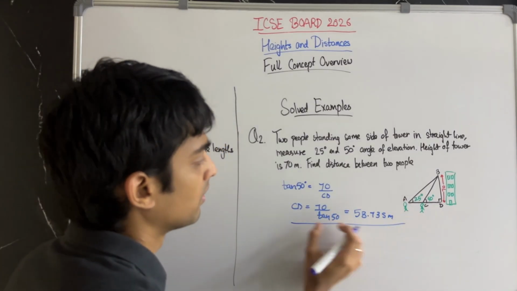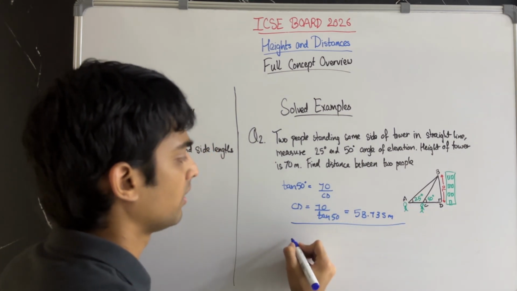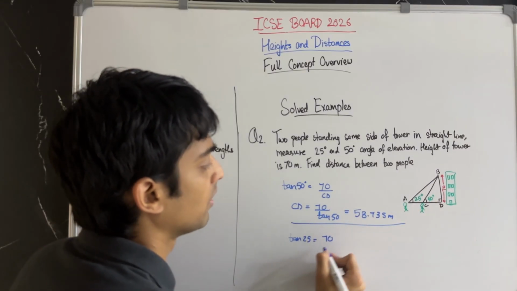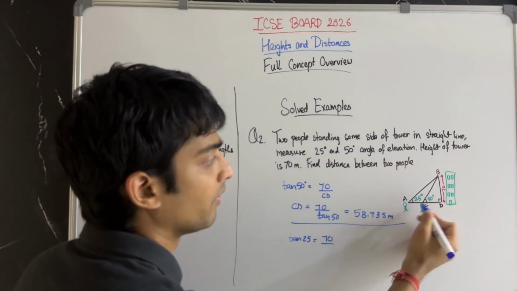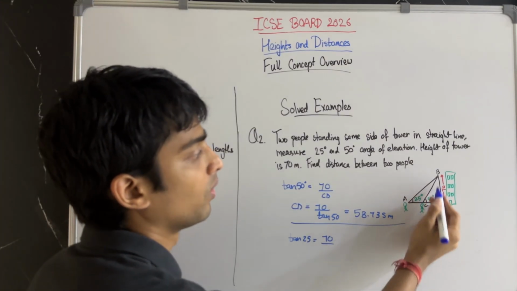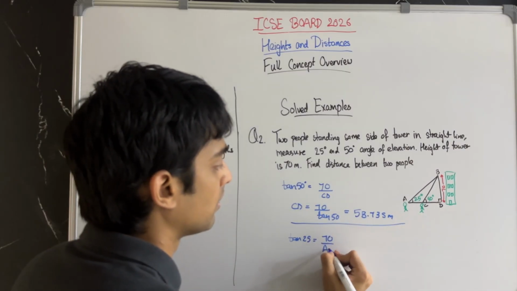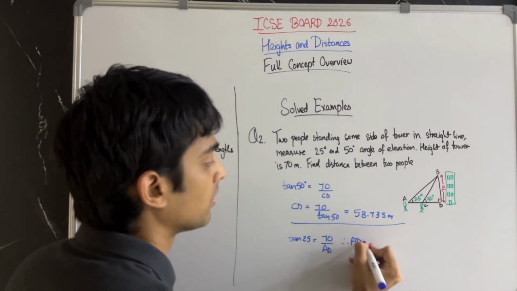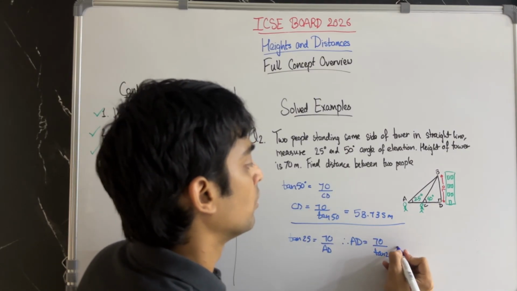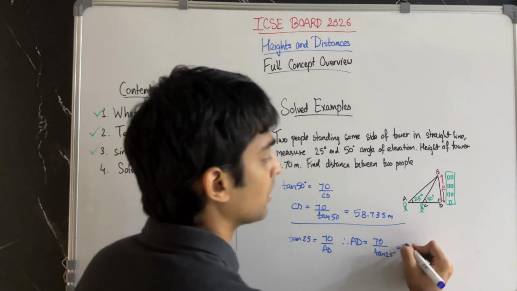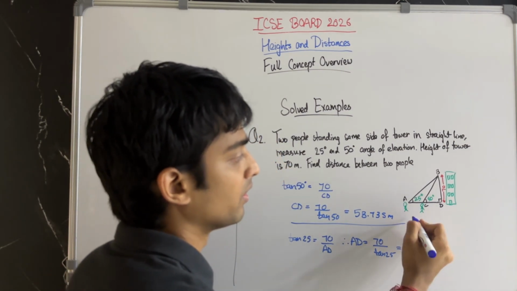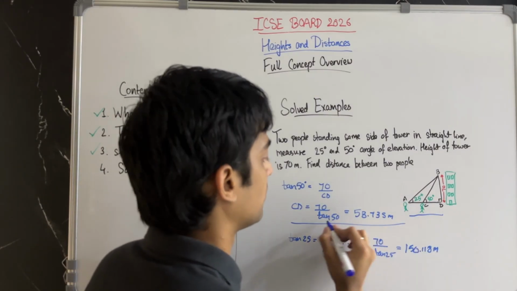We have got CD. Now let's use the tan 25 degree. Tan 25 degree will be opposite BD, which is 70 upon AD. This triangle we are taking, this is 90 degree over here. We can't take this triangle because this is not 90 degree. So we'll take the whole triangle here. 70 upon AD. Therefore, AD will be 70 upon tan 25. So this from the log table we get the answer 150.118 meter.